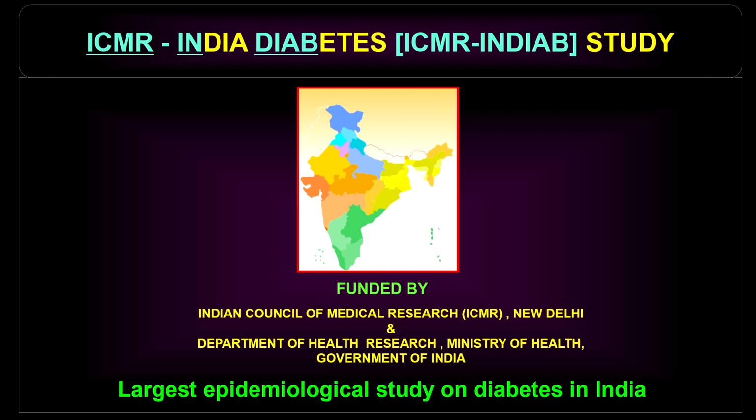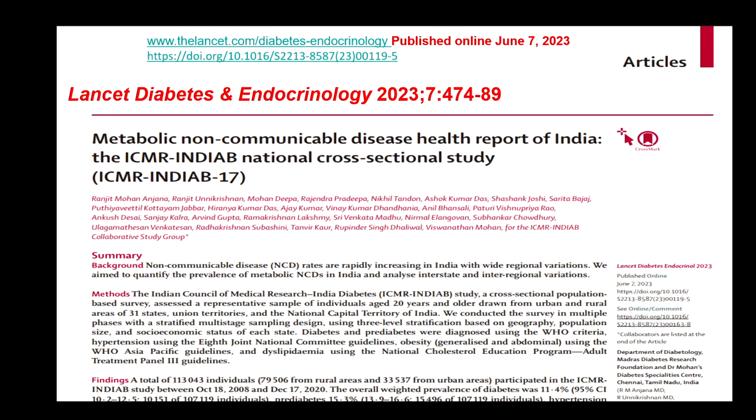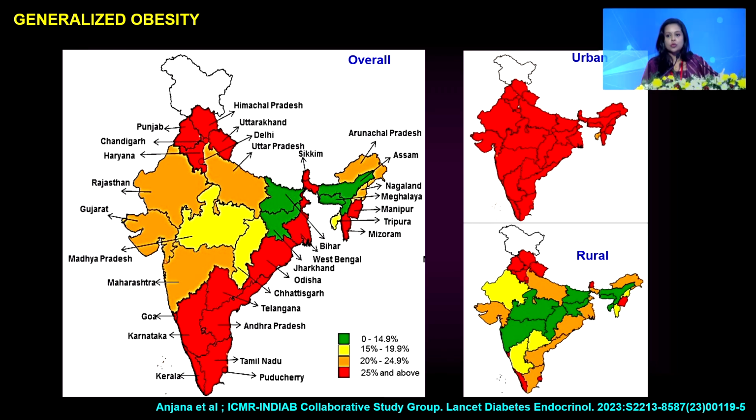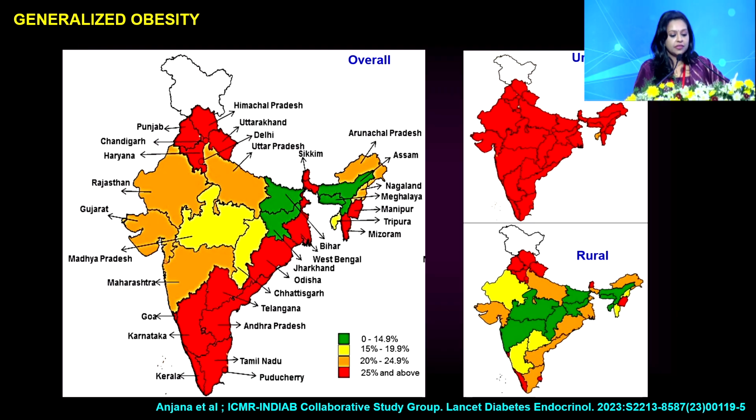So I just talked about the ICMR INDIAB study a little while ago, and what we show here is the prevalence of obesity. So this is generalized obesity as defined as a BMI of more than 25, and just take a look at urban India. Red indicates 25% prevalence. I showed diabetes earlier, and at that time diabetes was 10. This is obesity, and we're showing at 25, and entire urban India has reported a prevalence of more than 25%.